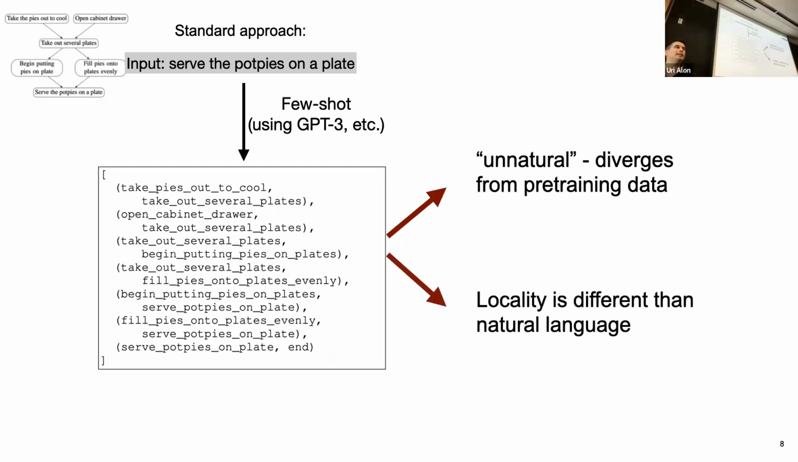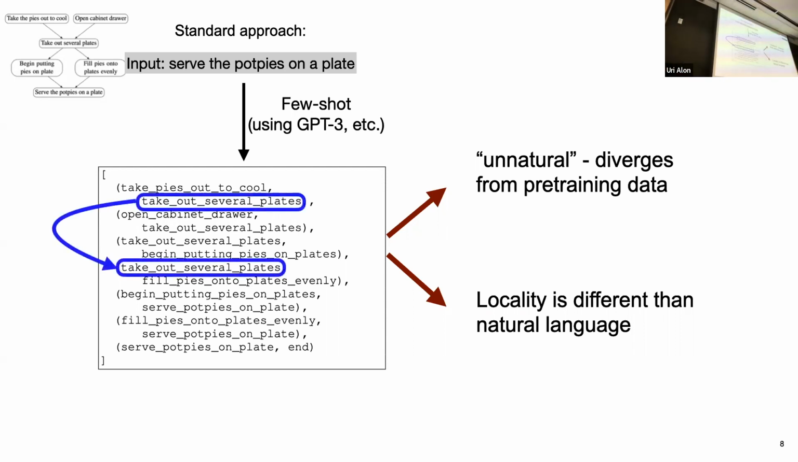Another issue is that locality is a bit different than in natural language. In general natural language text, for example in Wikipedia, usually things that are semantically related to each other appear right after each other or in the next sentence. And here, because this text is not actually natural text, it's a flattened graph, things that are the same thing, for example two occurrences of the same node in the graph, must be pushed farther apart from each other, which makes the notion of locality different than in natural language.